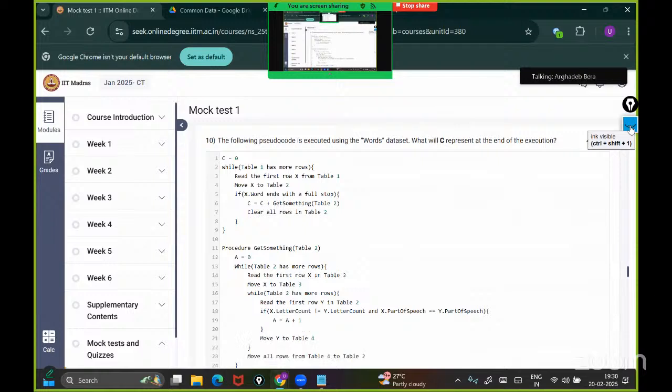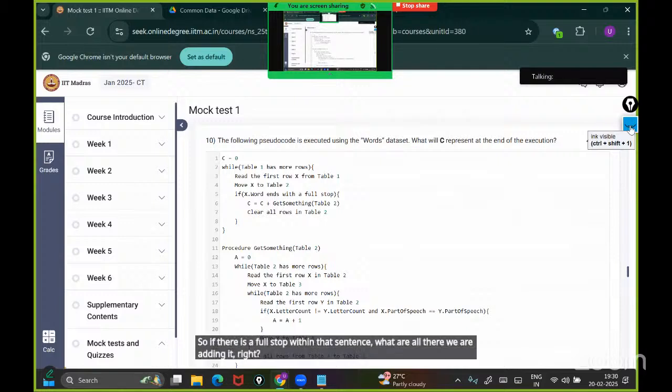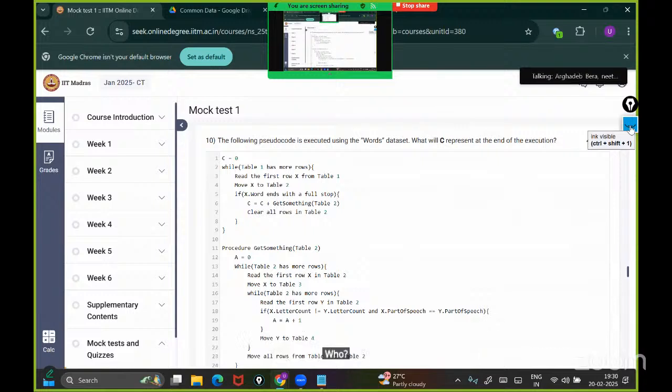No, there is an X word that ends with a full stop. There is a statement, right? So if there is a full stop, within that sentence, what are all there? We are adding it, right? The statement ends with a full stop. One second. Can we go through it once again?